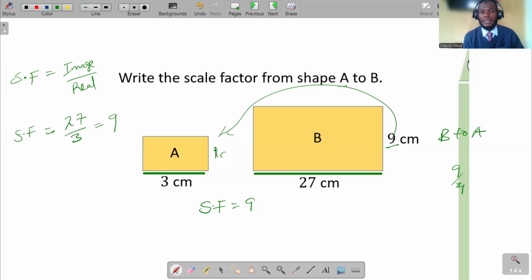So here is 1 centimeter. If you work this from 1 centimeter back, it's going to be the real, which is 1, over the image, which is 9. The scale factor is still 9. So that is how to find the scale factor of given shapes. All we need to do is locate the corresponding sides of the given shapes, then apply the rule of scale factor, that is image over real.